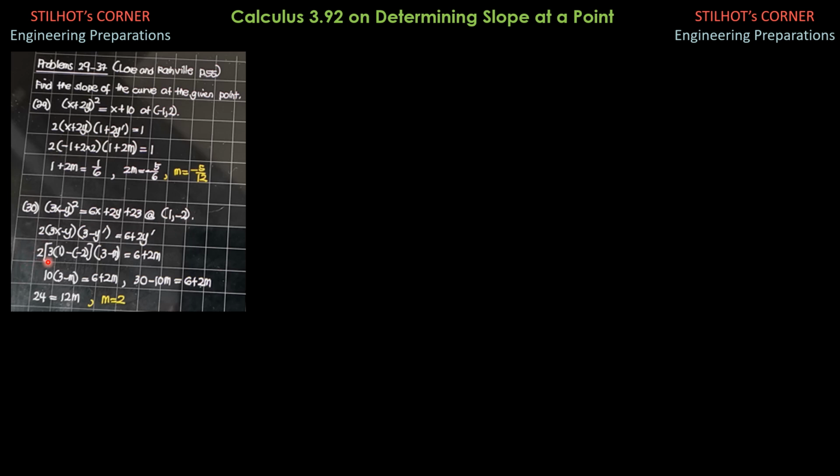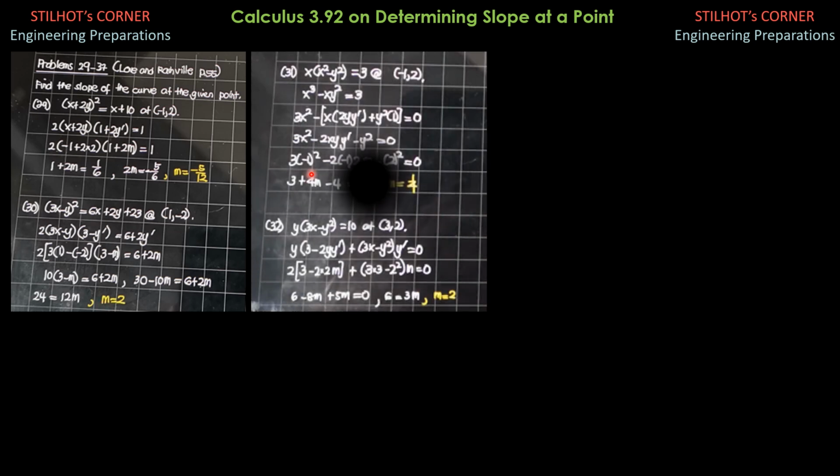So we have 2(3·1 - (-2))(3 - m) = 6 + 2m. This is 3 plus 2, 5, times 2, 10. So 10(3 - m) = 6 + 2m. Distribute: 30 - 10m = 6 + 2m. So 30 - 6 is 24, and 2m + 10m is 12m. 24 over 12, so m is 2.